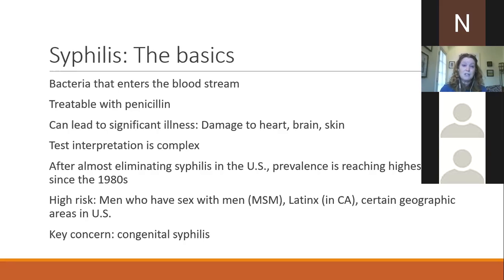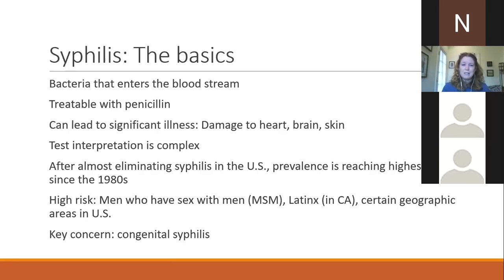It can, however, lead to very significant illness. In about a quarter of the population, if left untreated, it can cause serious brain damage, skin problems, damage to the heart. So it is potentially life-threatening. The testing is a little complicated, so we don't have a simple PCR test that we do for gonorrhea and chlamydia. And as I said, we felt like we were almost at the point where we could eliminate syphilis in the United States. I think the numbers were about 4,000 cases in 2000, and now we're right back up into 50,000 cases. It's an incredible, over tenfold increase.